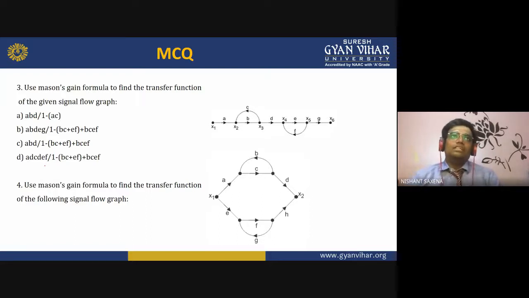Next is using the Mason's gain formula to find the transfer function of the given signal flow graph. You have to find the overall transfer function of the system using the Mason's gain formula. Now, how to use this Mason's gain formula? I have told you. You have to apply it on your own. Then we will see the solution in the next session. Again, in the same question, one signal flow graph is given to you, and applying the Mason's gain formula, you have to identify the transfer function.